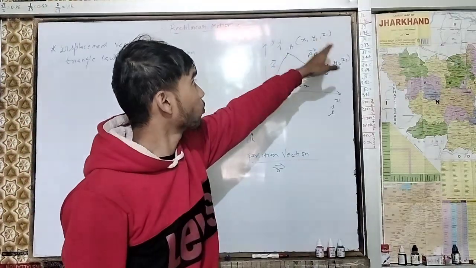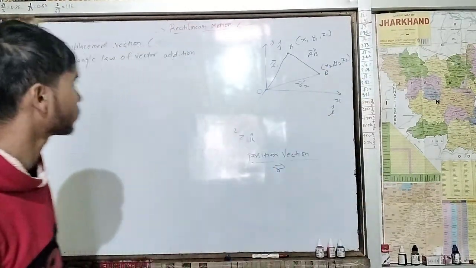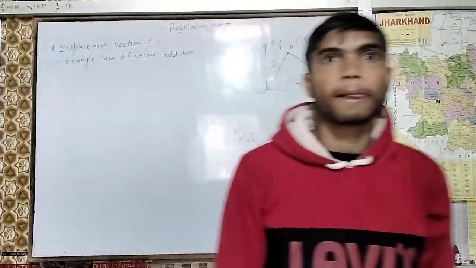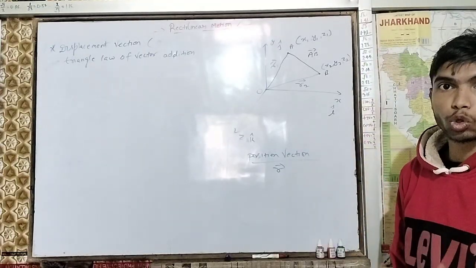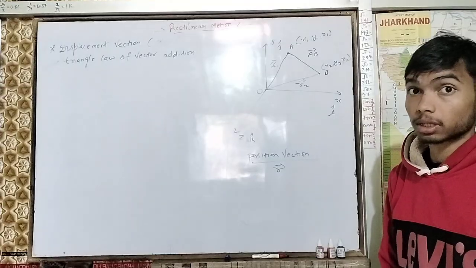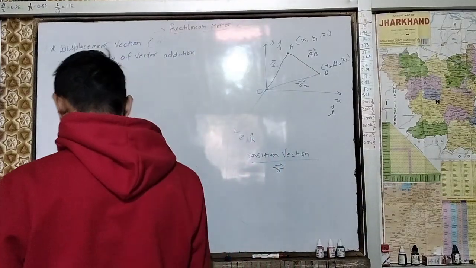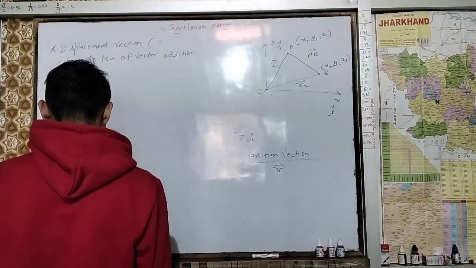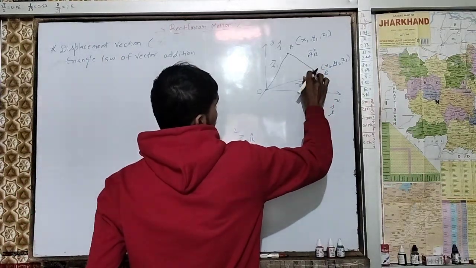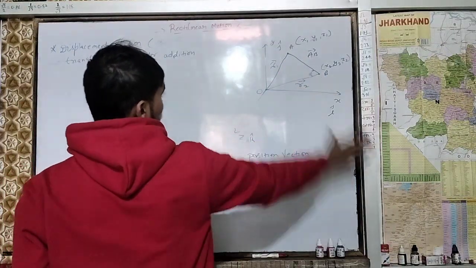Coordinates of A are x1, y1, z1. Coordinates of B are x2, y2, z2. The triangle law of vector addition says the sum of two sides will be equal to the third side when it comes to a right angle. So can't we say that this is forming a right angle? Yeah, you can say, because AB is perpendicular to OB, that's all.